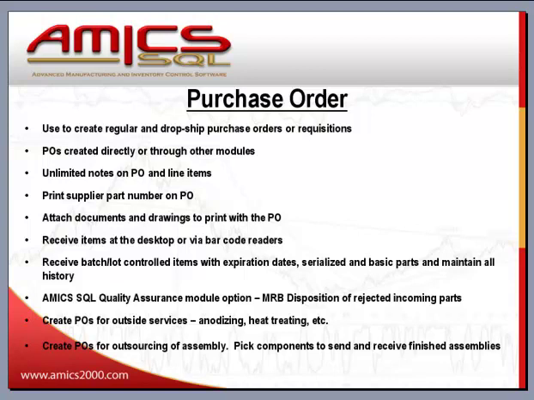Receive these line items using the desktop or barcode readers. Receive batch or lot controlled items with expiration dates or serialized items and keep track of the receipt and history. Each receipt is recorded with a separate receiver number. Optionally, process the received items using our Quality Assurance module, including the disposition of rejected items. Outside services such as anodizing or heat treating can be handled easily using our PO module.